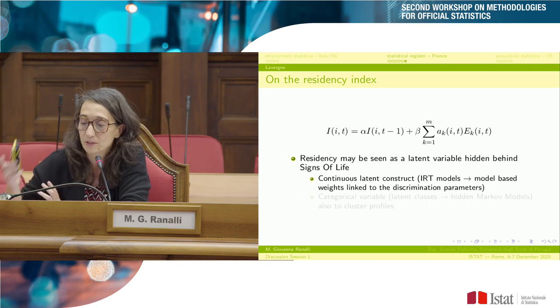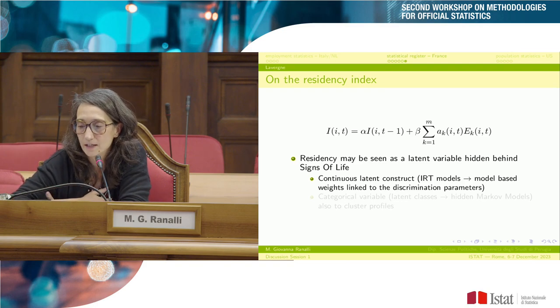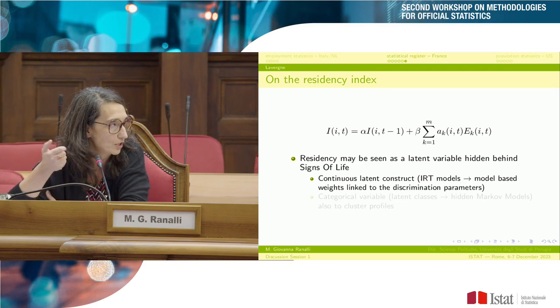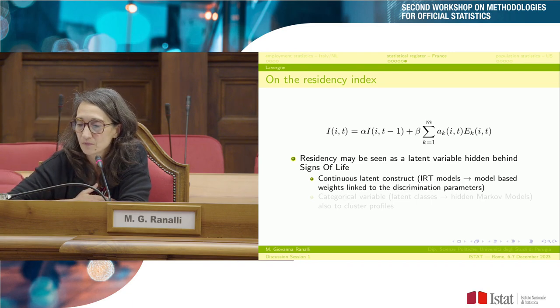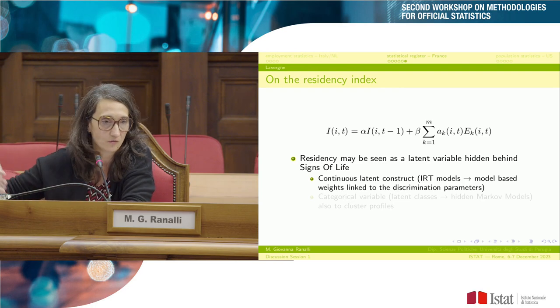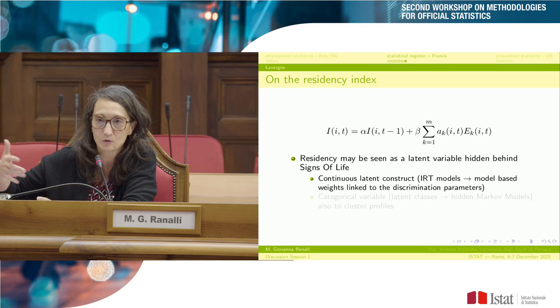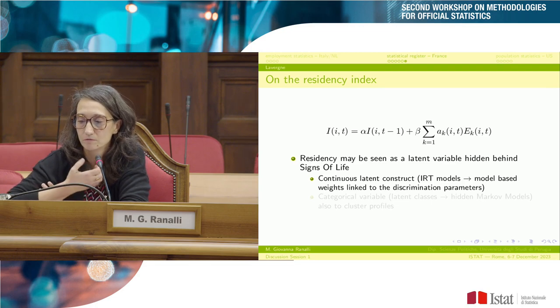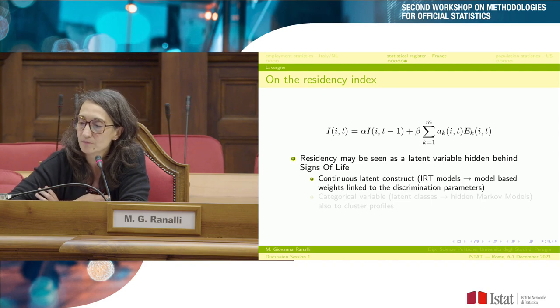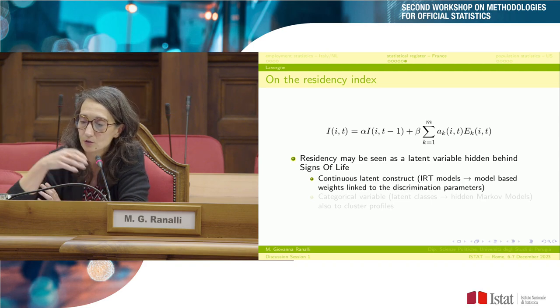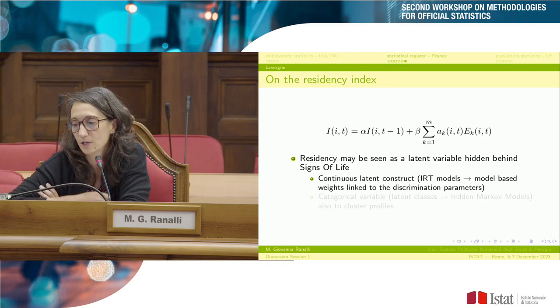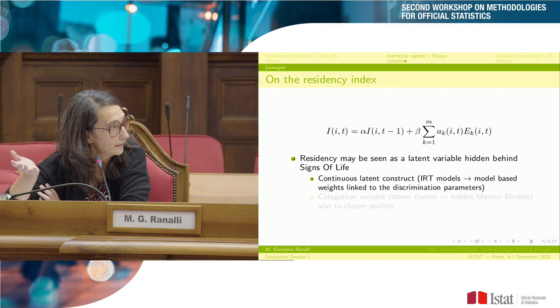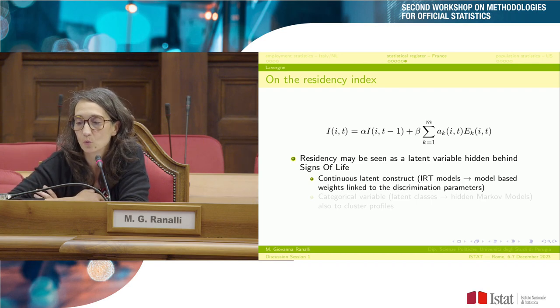It's more methodological, but there was an idea that residency can be seen as a latent variable. It's very much linked to what we saw in the previous paper. Residence can be seen as a latent variable hidden behind a set of signs of life. You can have one, two, or many. You can think of at least trying to build a continuous latent construct, for example using IRT models, item response theory models, model-based, and you can use this type of model to get a score in the end, but also to get an idea of how to select the weights.